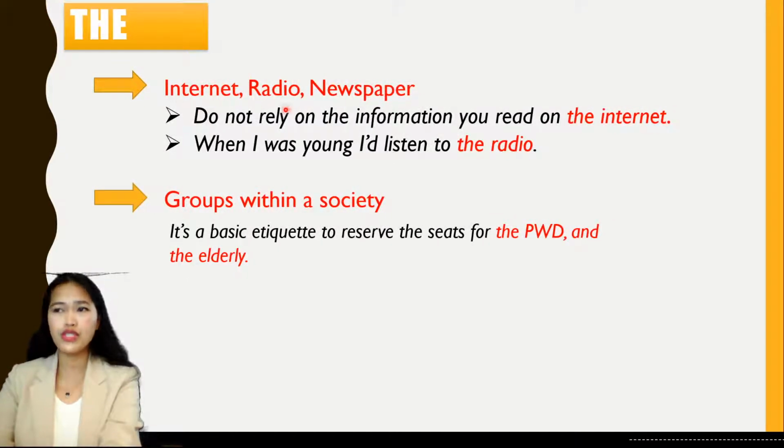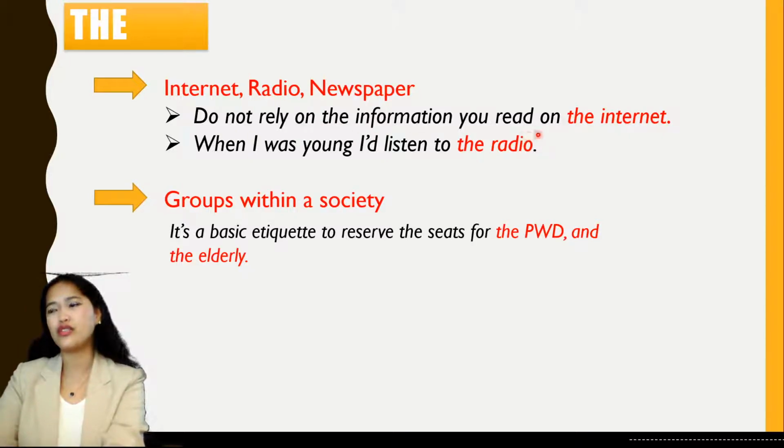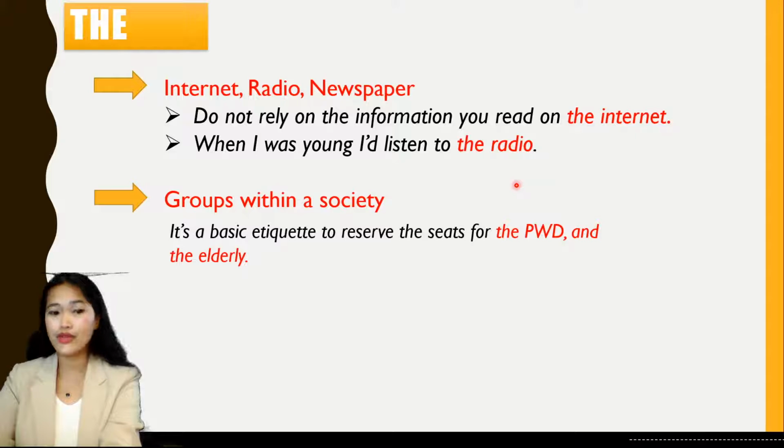We use the for internet, radio, newspaper. Do not rely on the information, sorry, my tongue is twisted. Do not rely on the information you read on the internet. The internet. When I was young, I listened to the radio. Oh, that's a song from the Carpenters, right? When I was young, I listened to the radio. Okay, the radio. Next, groups within a society.